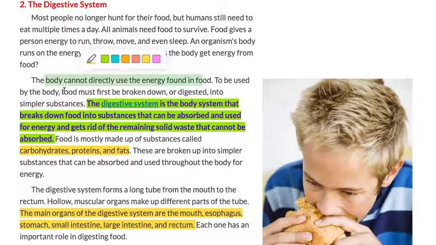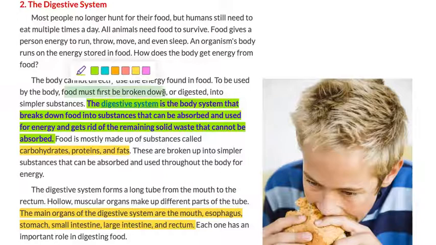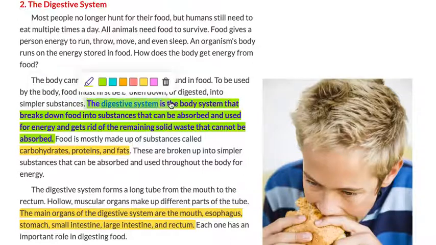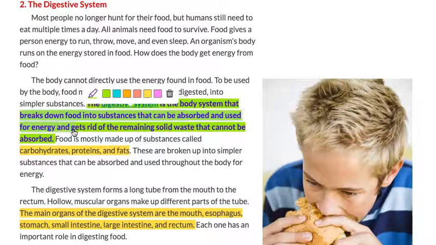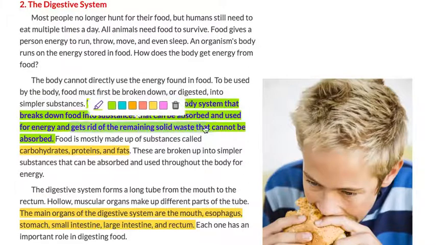To be used by the body, the food has to be broken down first, or digested, into simpler substances. And that's the job of the digestive system. This is a body system that breaks down food into substances that can be absorbed and used for energy. And it's also there to get rid of any remaining solid waste that cannot be absorbed.